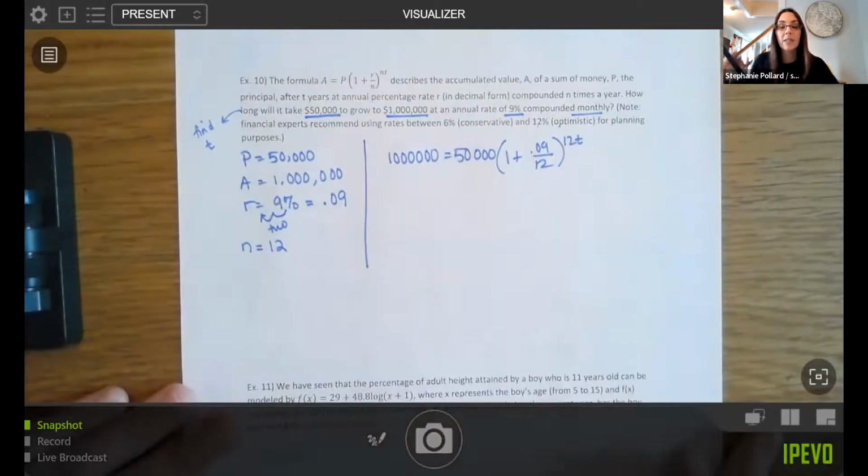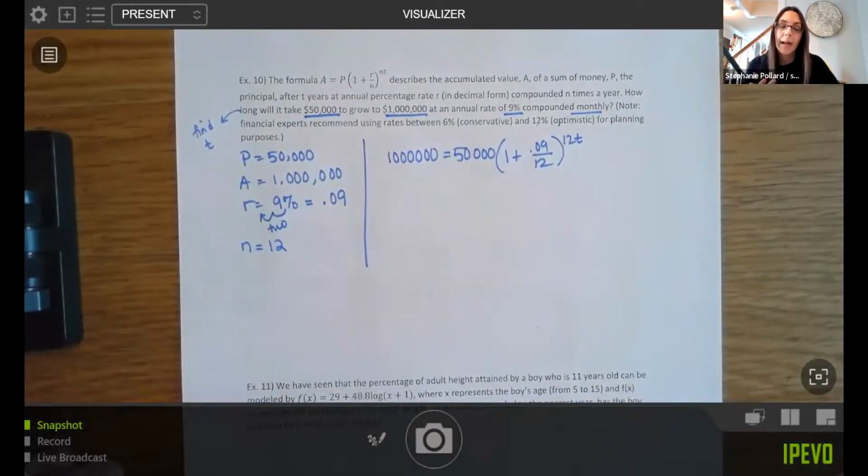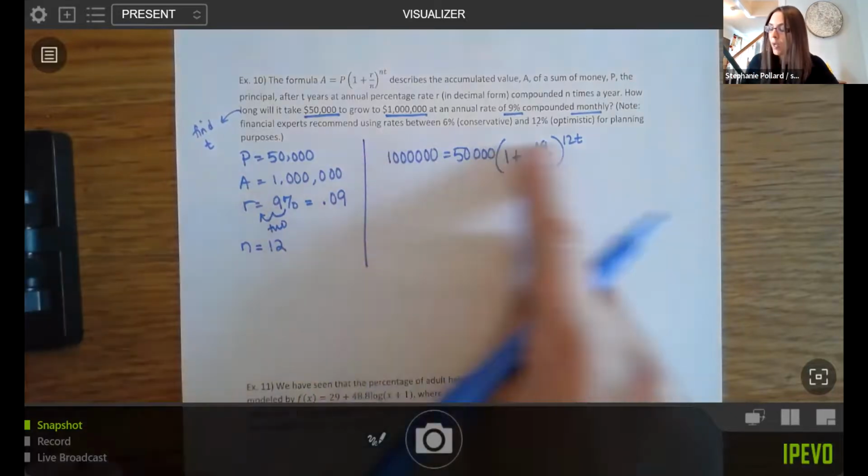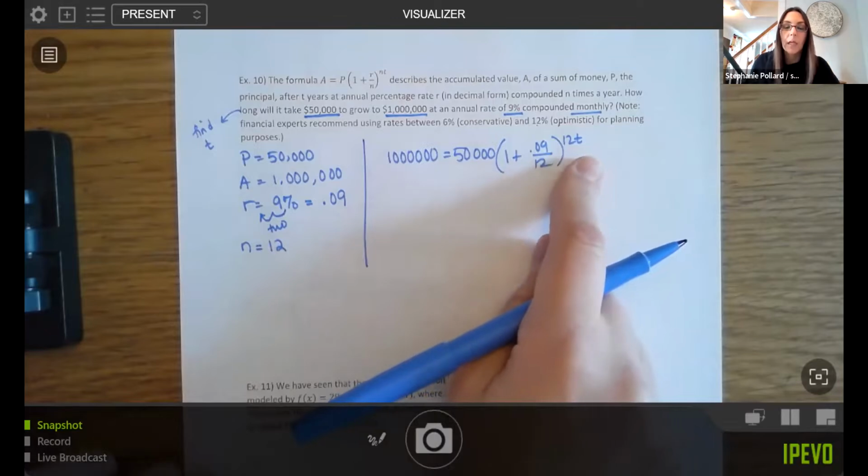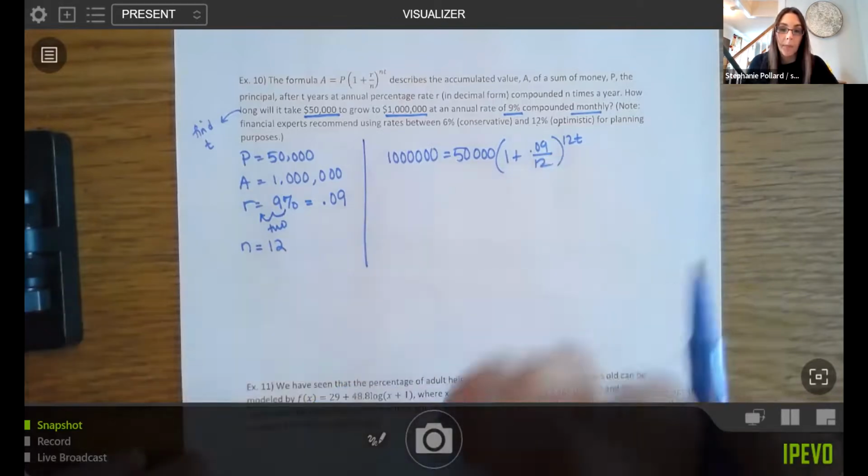And I want to solve for t here. So know that we have a true exponential equation. My variable is in the exponent this time, whereas when we've seen this formula before, we've been solving for A. So this one's a little bit different. We have to solve with a variable in the exponent. So what you want to do is clean this up.